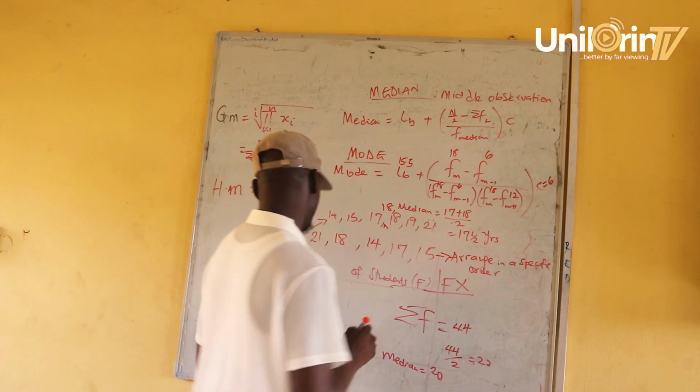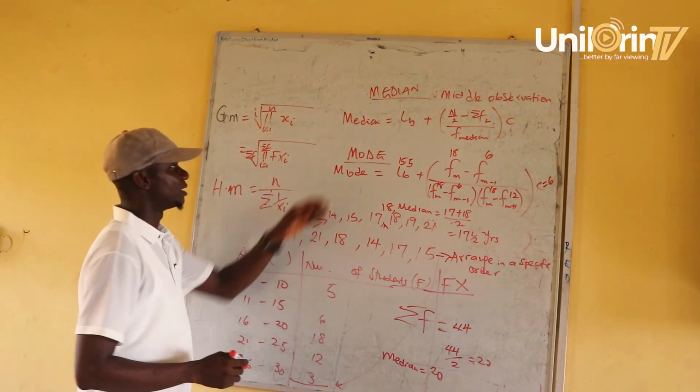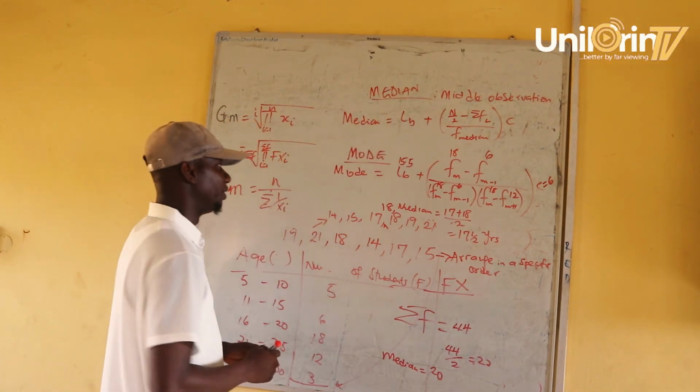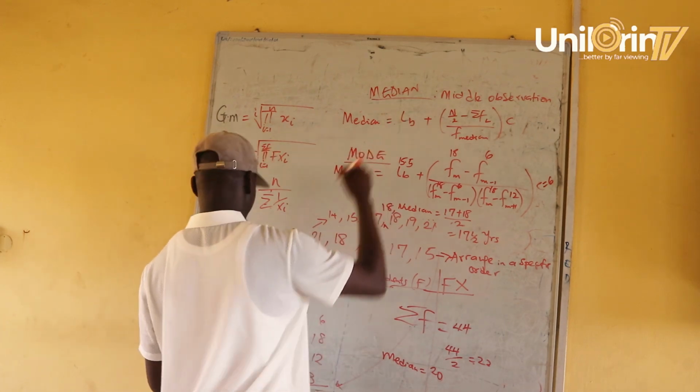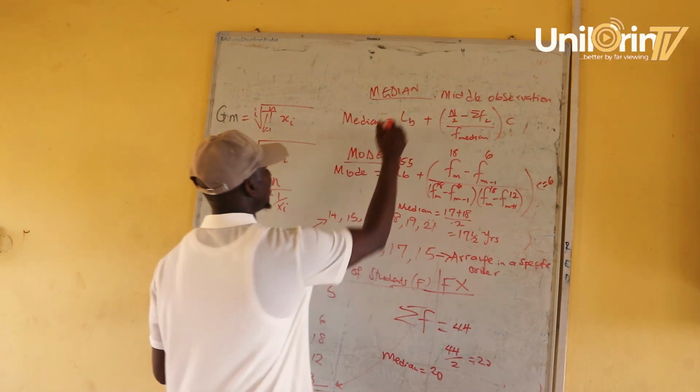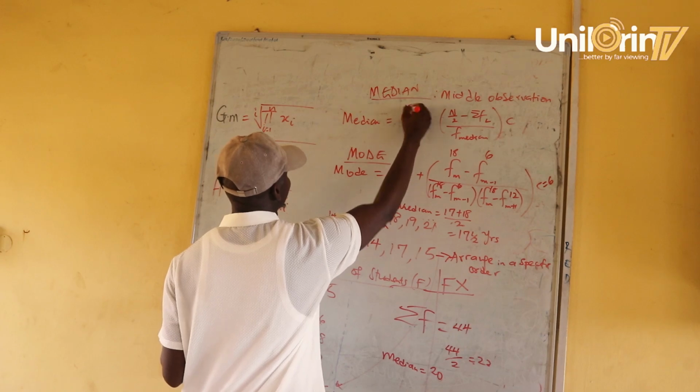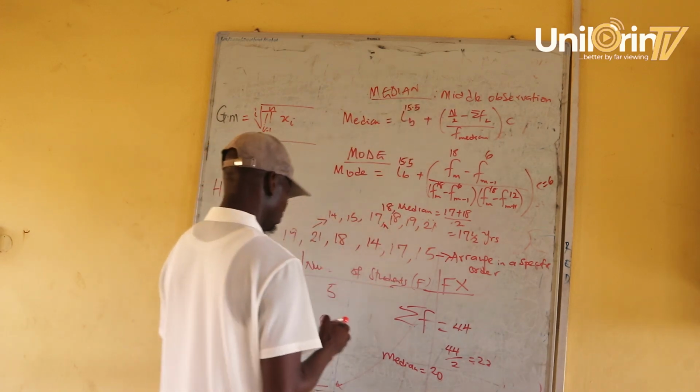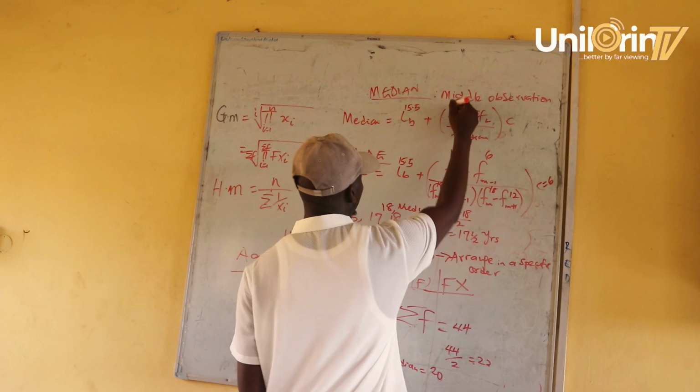If you want, you can do the same for the median. LB is 15.5 for this situation, because this has the same class as the median. N over 2, where N is 44, divided by 2.